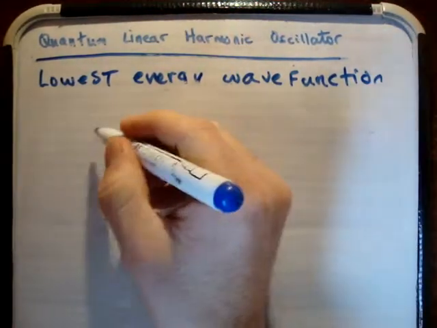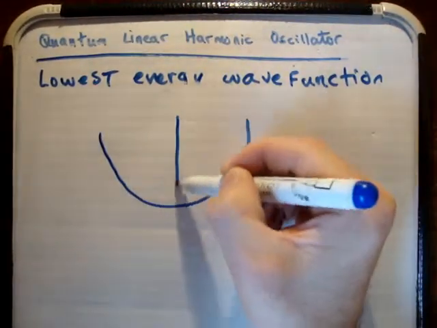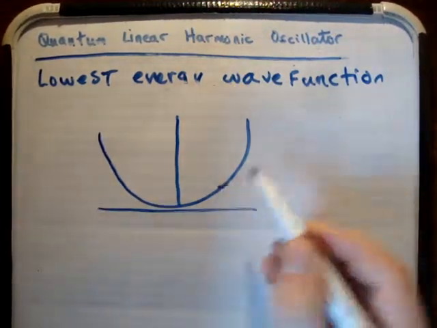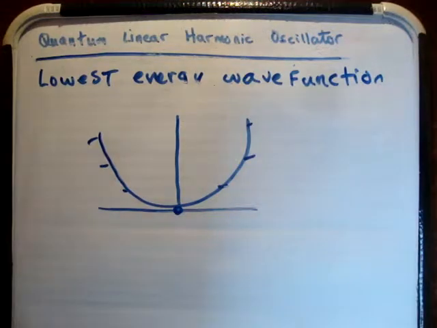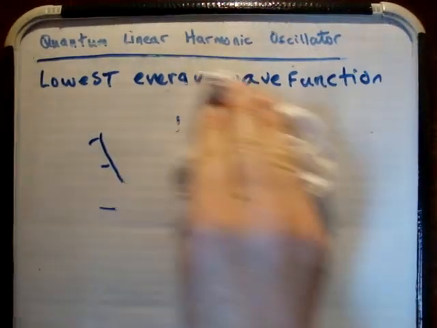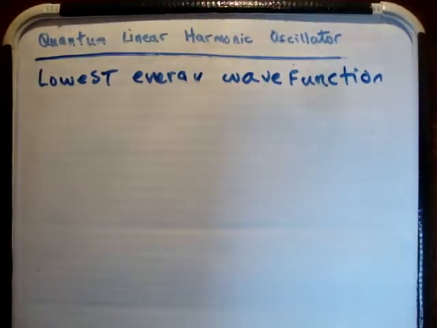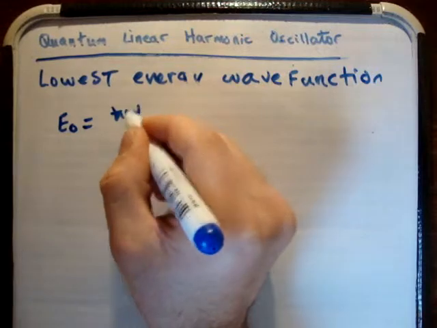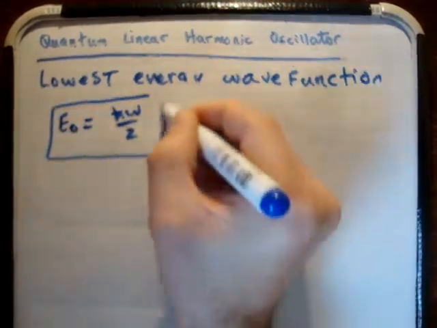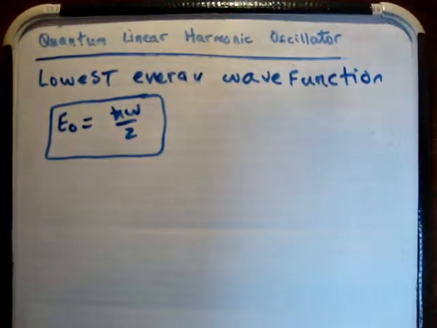That's why we had our parabola. If we plotted our energies like this, we could have any energy. We'd have this one, this one, this one. We could have zero if we wanted. Any energy is possible. We have a continuum of energies. But in our quantum system, we're told that the lowest energy, E0, is equal to h bar omega over 2. There is a lowest energy. We call this the zero point energy.